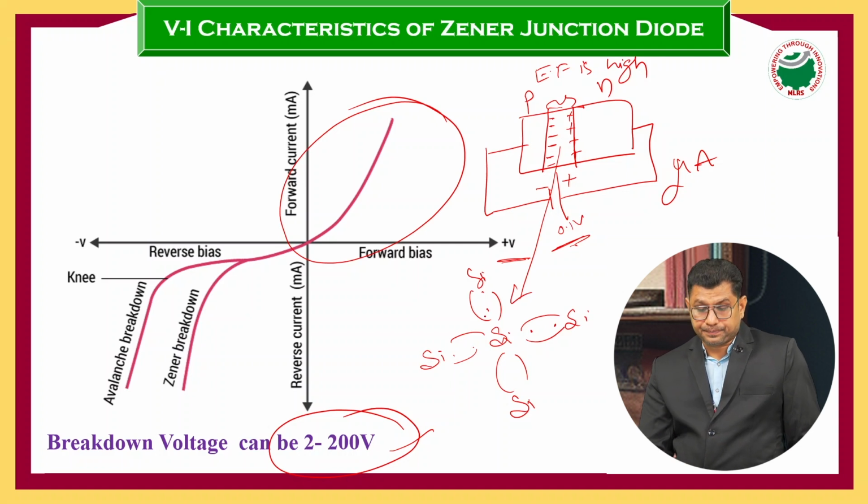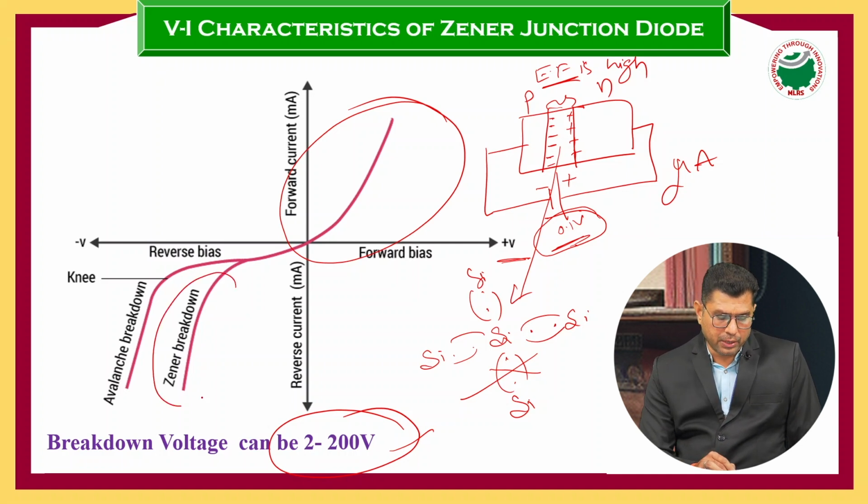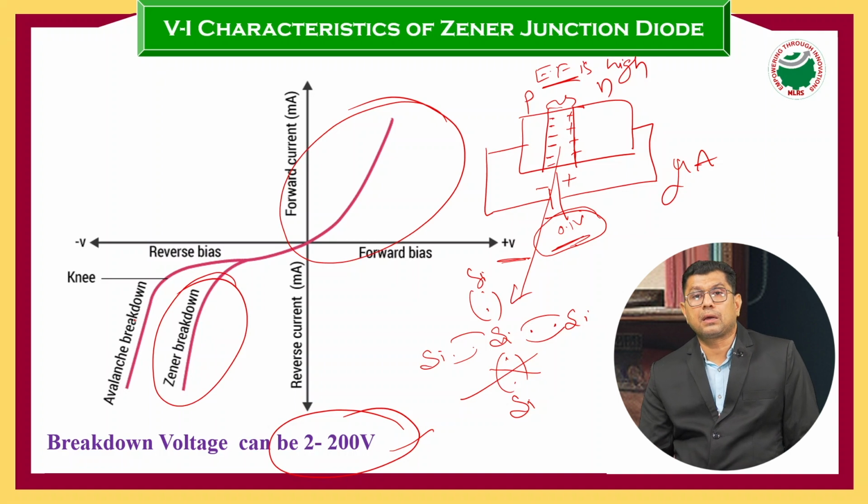Whenever you apply this external voltage in addition to the already existing voltage, that voltage is sufficient to break this covalent bond. Then a large number of electrons are released. That's why, at a lower voltage level, Zener breakdown will occur.